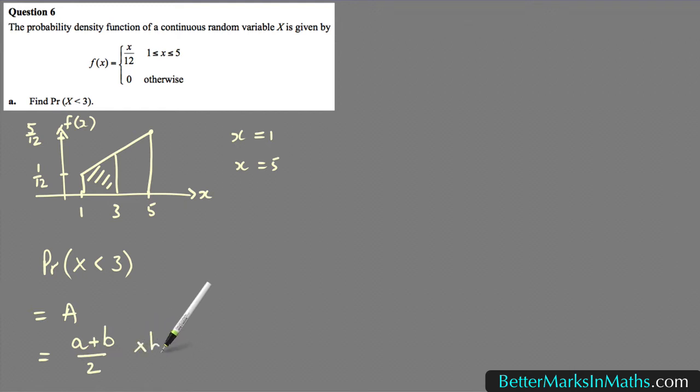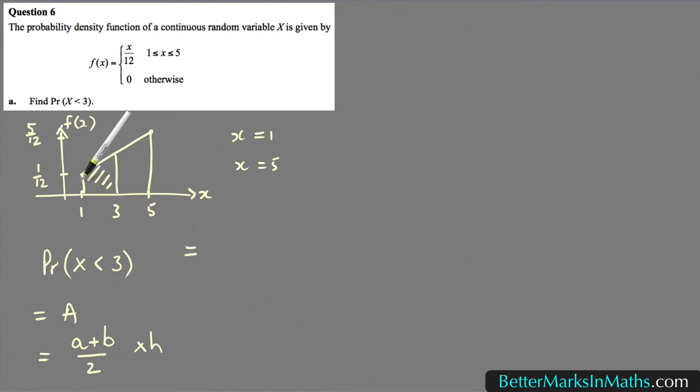So the probability x is less than 3. So 3 is the halfway point here. And the probability that x is less than 3 is this area here. It can only go from 3 to 1 because that's the left-hand end point of the graph. So that probability is equal to the area, and this is a trapezium, with vertical sides here, which means they're parallel. And so the formula for the trapezium is a plus b on 2 multiplied by the height.